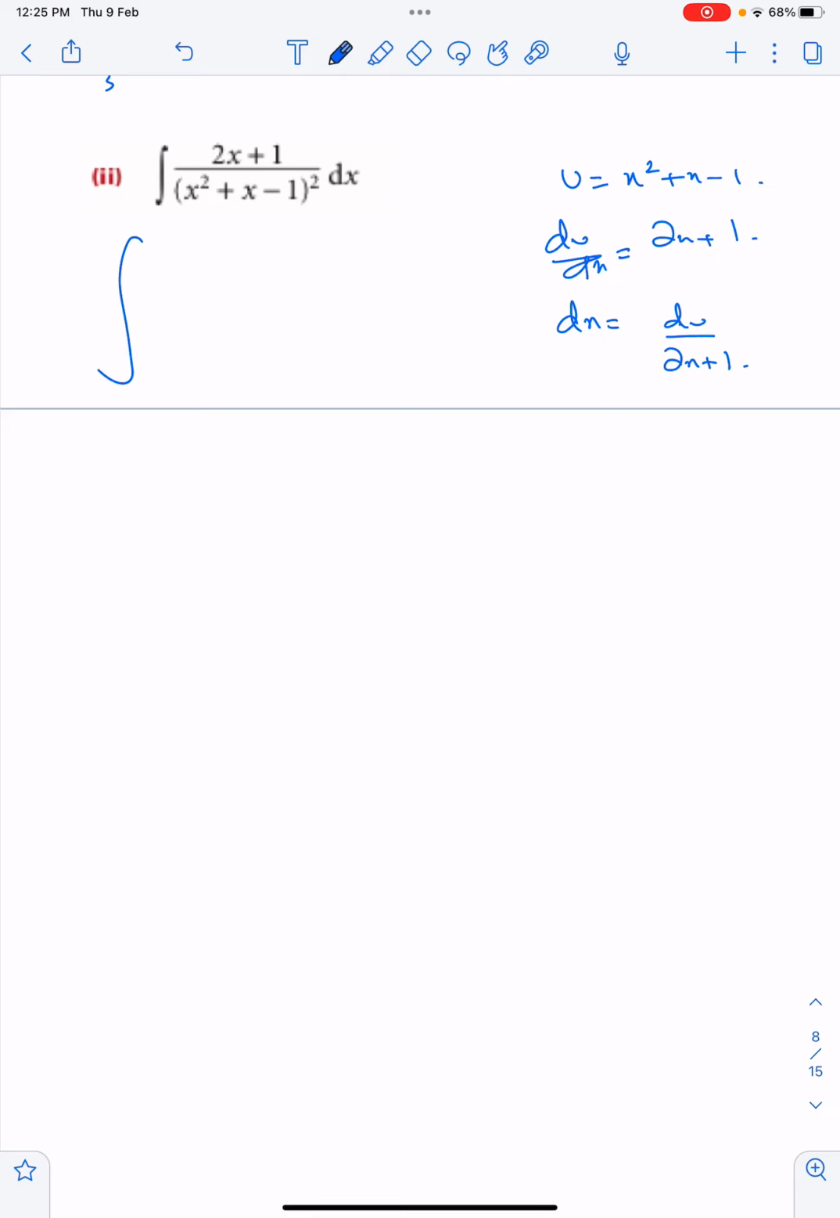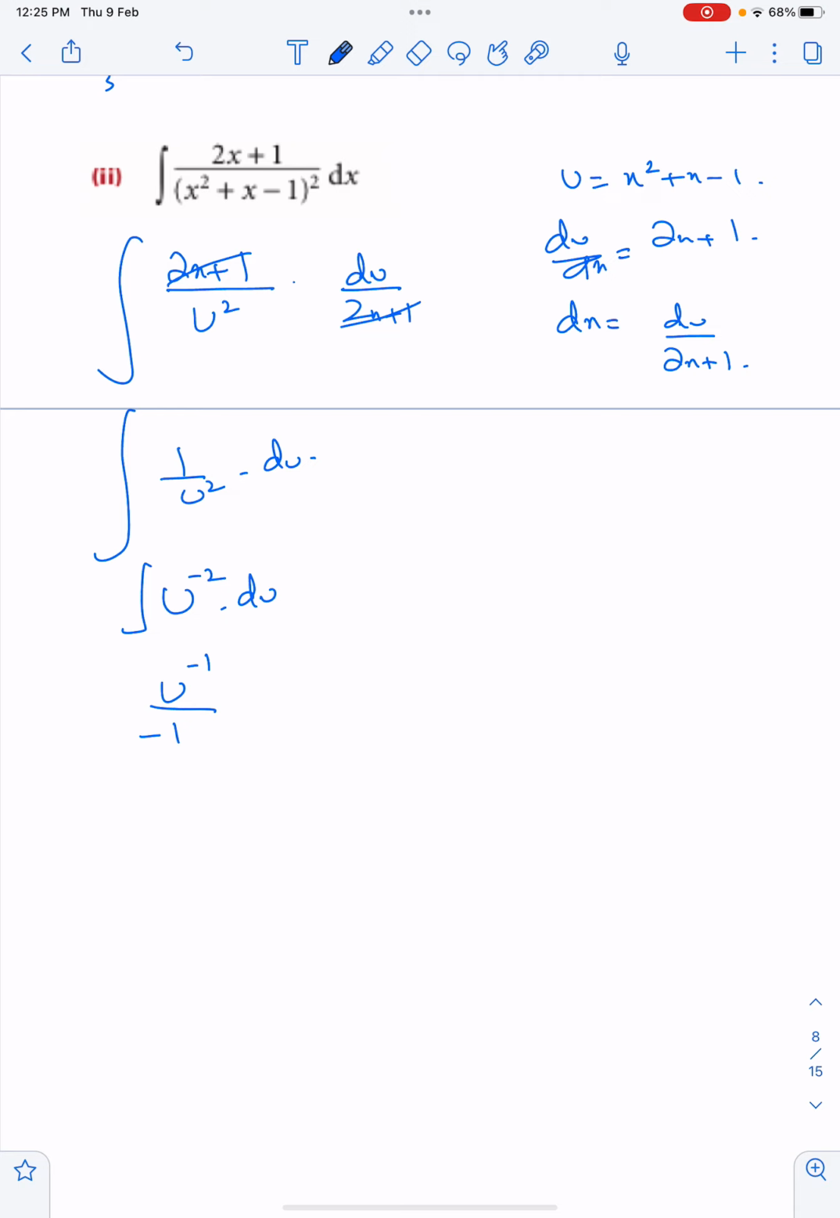Okay, we can write 2x plus 1 upon u square. In place of dx, I can write du upon 2x plus 1. This can cancel out with this. You're supposed to integrate this now, which is u to the power negative 2. Now let's integrate. U to the power negative 2 is negative 2 plus 1, which is negative 1, upon negative 1, plus c. So we can write this as negative 1 upon u plus c. U is actually x square plus x minus 1.